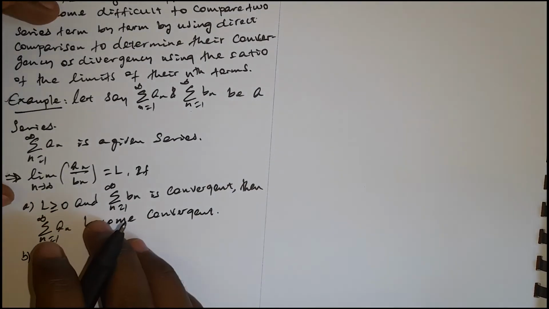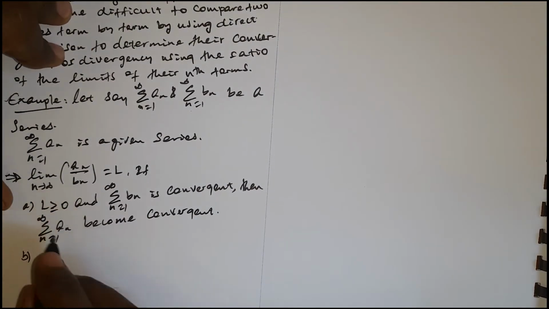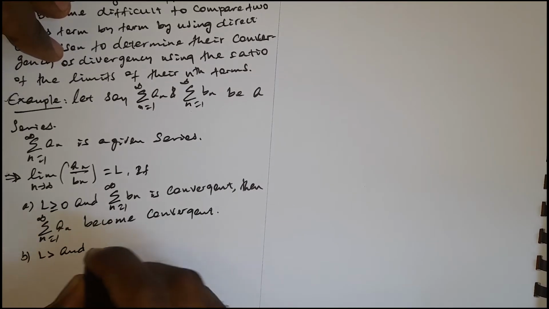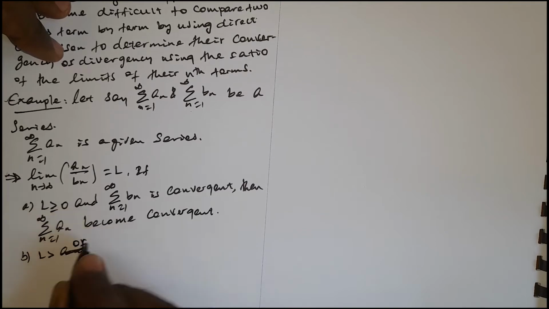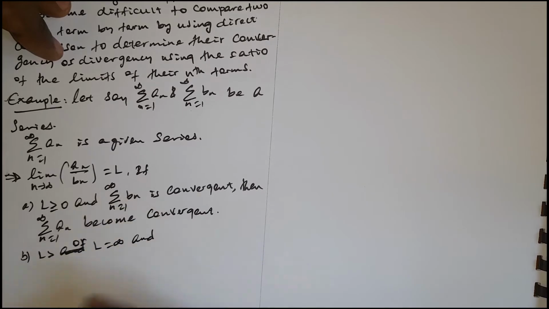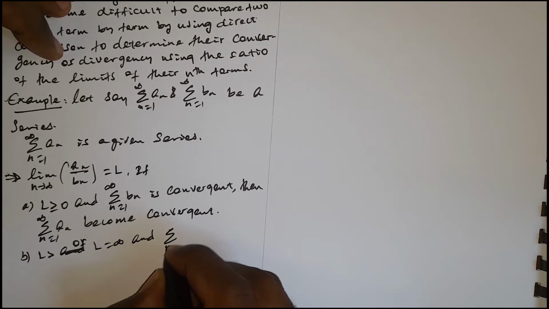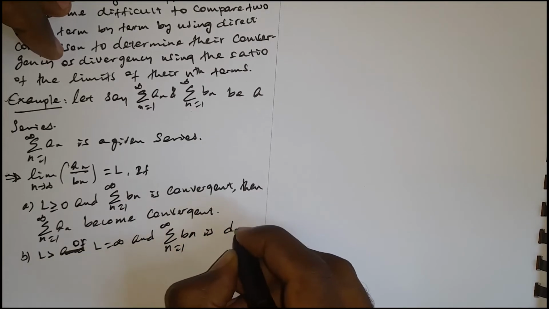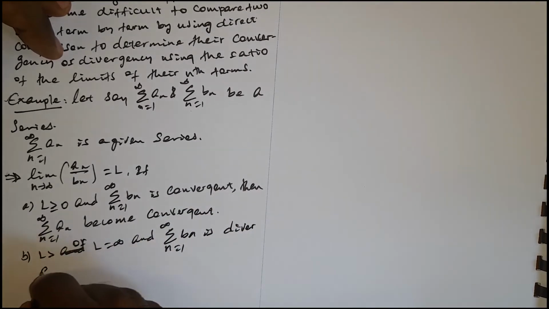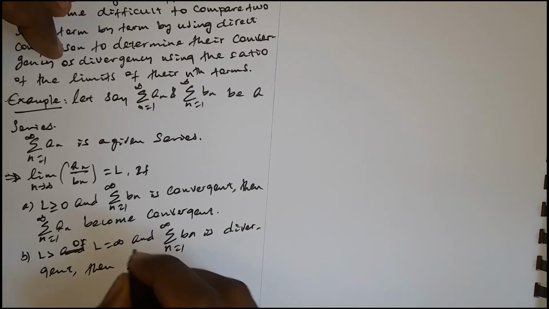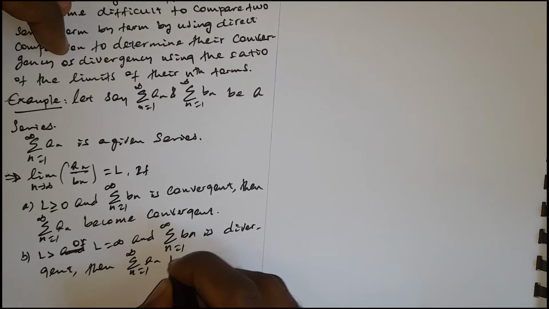Another case is: if the limit L is greater than 0, or L is equal to infinity, and BN is divergent, then the given series AN becomes divergent.